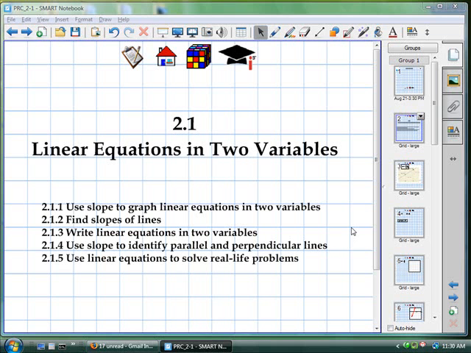Chapter 2. Beginning of Chapter 2 should be real familiar territory, so I'll kind of buzz along pretty quickly here.